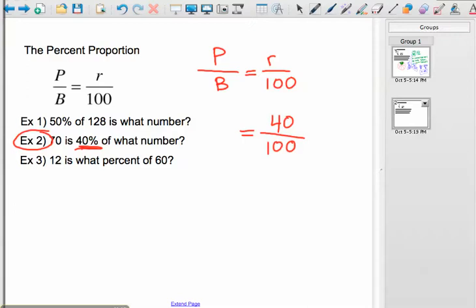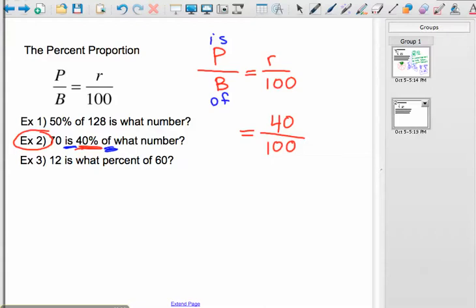Well, remember the trick. The trick I told you is to look in the word problem. Think of the word is when you're thinking of the part. Think of the word of when you're thinking of the whole. And look in the problem. You see the word is, and you see the word of. Well, which one's the one you don't know?